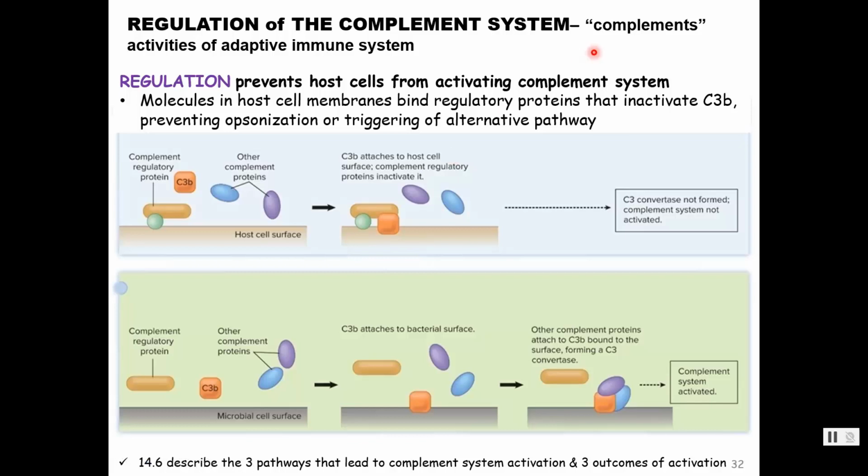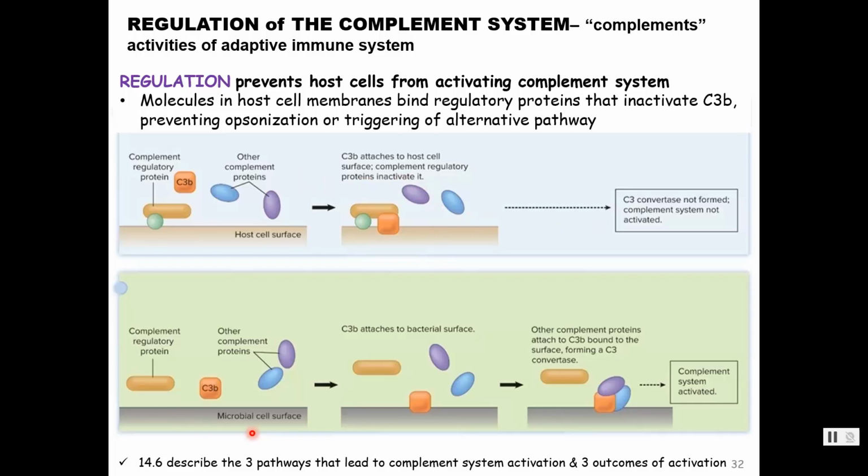Okay, so we have these proteins and they're circulating in inactive form, but I told you that C3 is kind of unstable. And so there has to be some sort of regulation that prevents host cells from activating the complement system, because we wouldn't want that sort of opsonization, inflammation, or any sort of membrane attack complex. And so our host cells have a regulatory protein, the complement regulatory protein. If there is C3b, it's going to attach to the host cell surface, and then the regulatory protein is going to inactivate it.